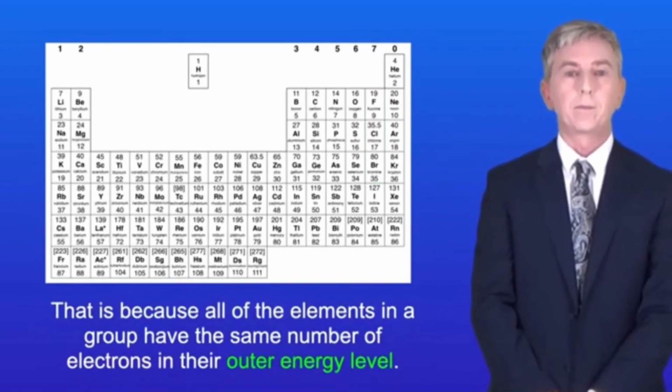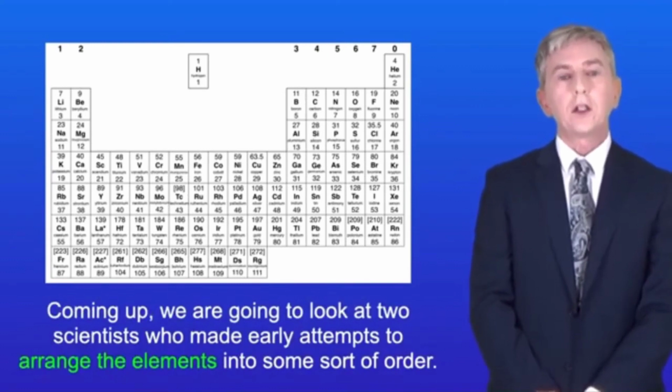That's because all of the elements in a group have the same number of electrons in the outer energy level. Coming up, we're going to look at two scientists who made early attempts to arrange the elements into some sort of order.